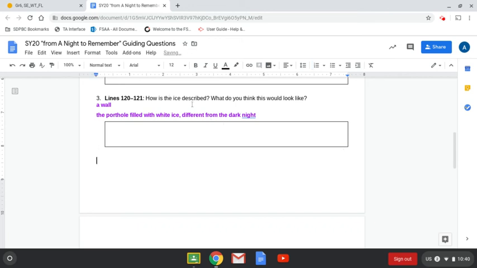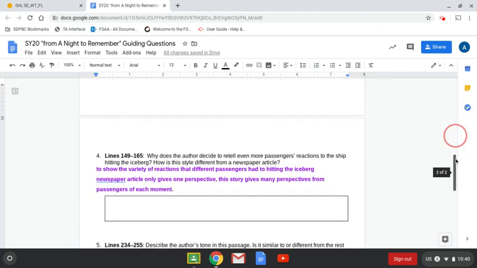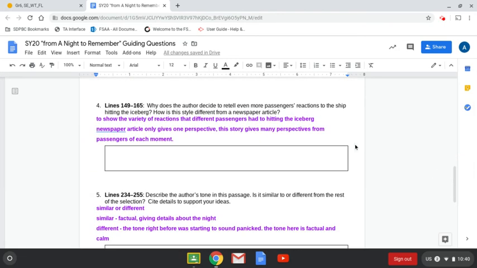All right, so how is the ice described? What do you think this would look like? If you go back in those lines, it says it was like a wall. And then what do you think it would look like? This is what I think it would look like. The whole entire porthole would be filled with ice. It was a cold, dark night. And then all of a sudden, boom, giant white wall in front of your window. Totally different, right?